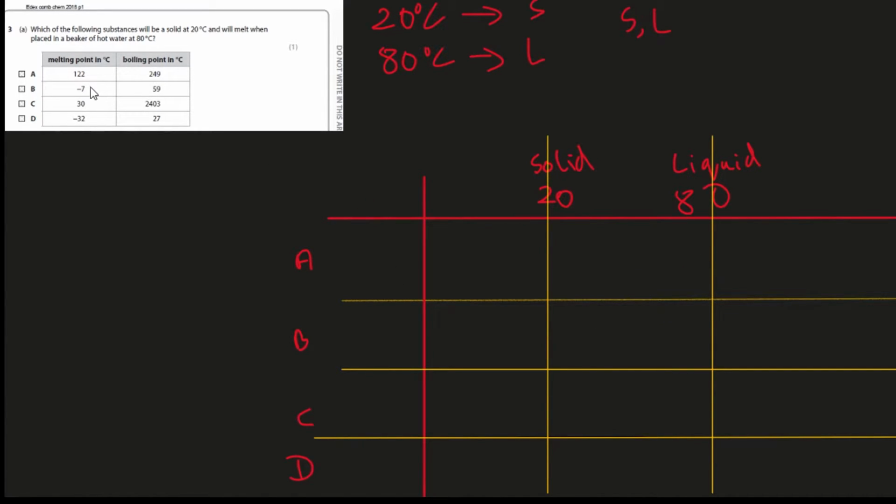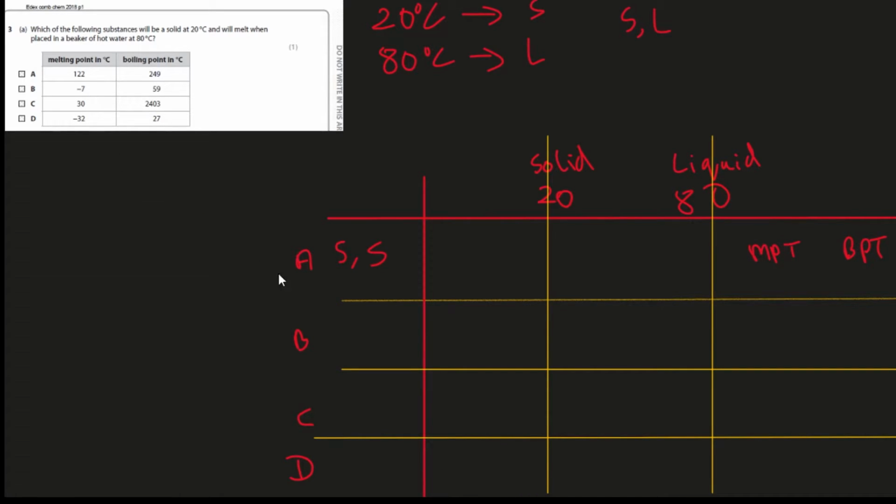So looking at A, we can see its melting point is 122. Well, 122 would be above 80, so its melting point is going to be somewhere here. We don't know where exactly, but somewhere there. And its boiling point is even higher, up at 249, so its boiling point would go here. So when it's at 20 degrees, it's less than its melting point, meaning it's a solid. And when it's at 80 degrees, it's still less than the melting point, meaning it's still a solid. So we get S and S for that first one.